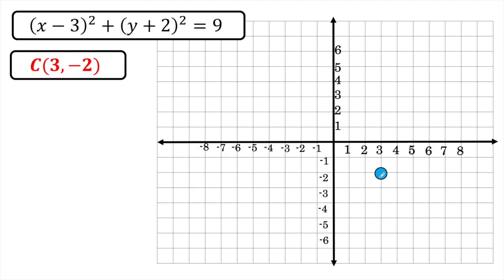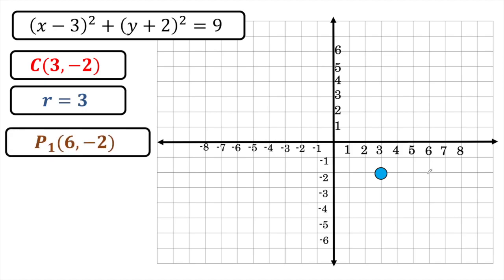Now, getting the radius is the second step. Now we know that this is 9. Now getting the square root of 9, we have 3. So knowing that this is the center and the radius is 3, we can count 3 units from the left, from the right, and of course up and down as well. So here we have 1, 2, 3. So an endpoint may be 6, -2.